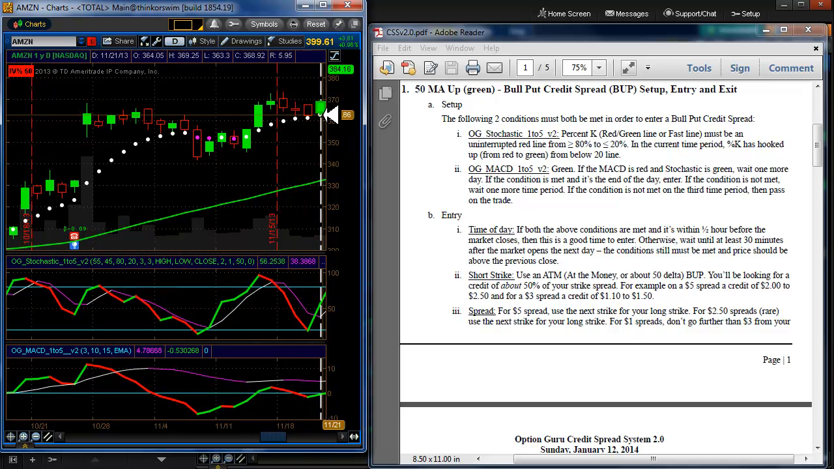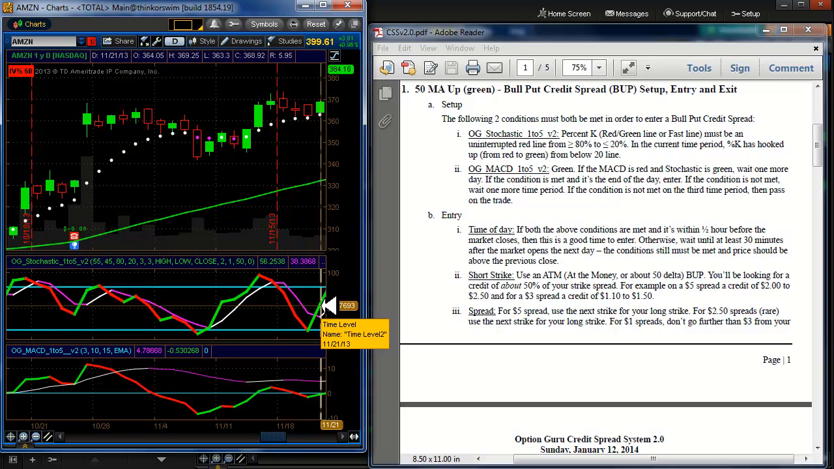Alright, we move to the next day, and that's this day here, and we get a hook up. So now the second part of it is, in the current time period, %K has hooked up from red to green from below the 20 line. So here we are, we have hooked up. Actually, this line ends right where this dashed white line is, right here, so it has hooked up. Alright, the condition has been met.